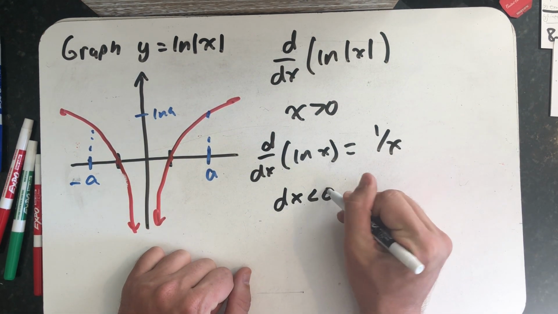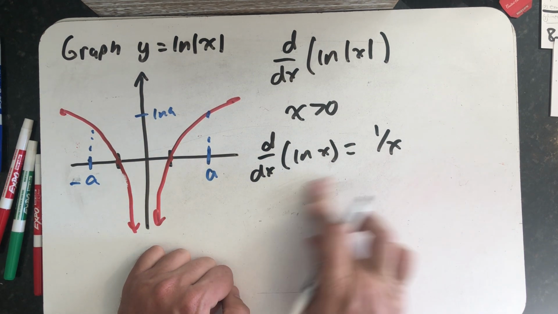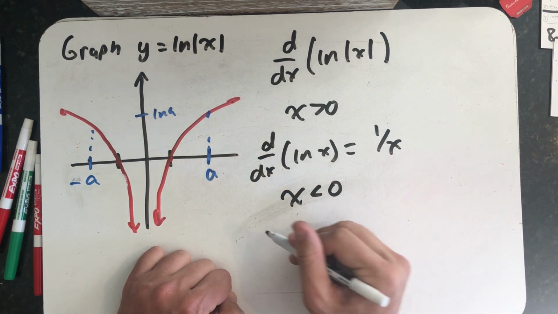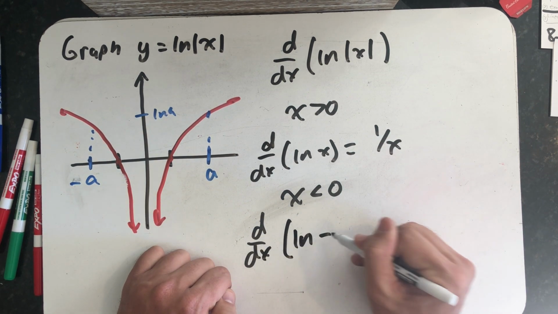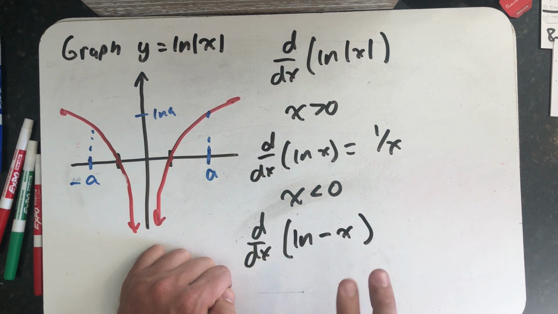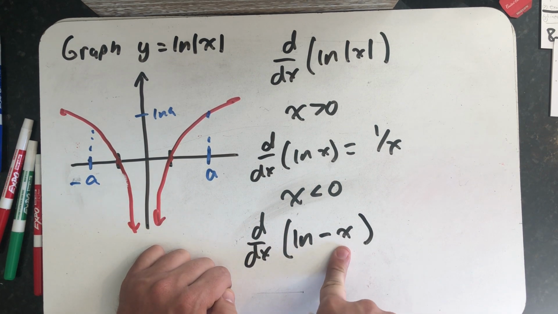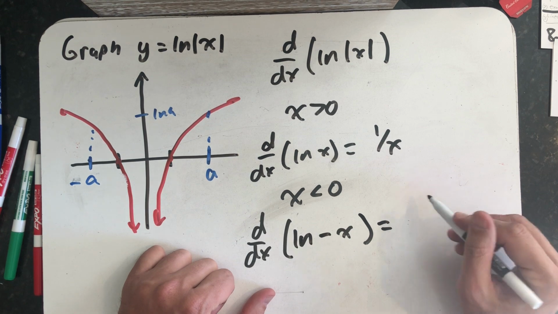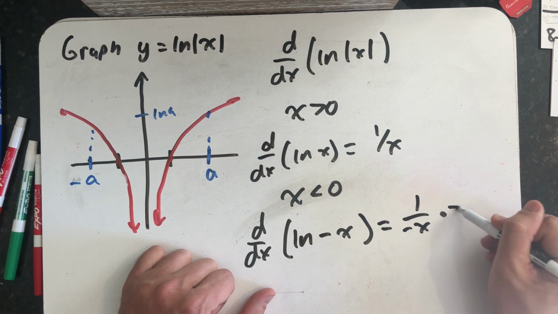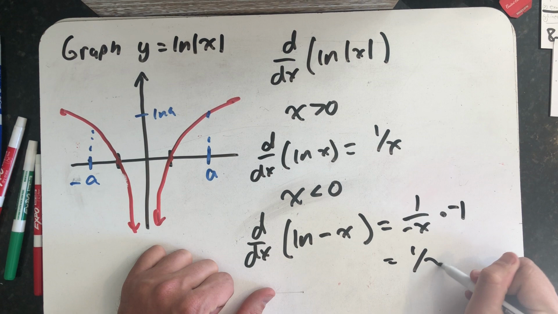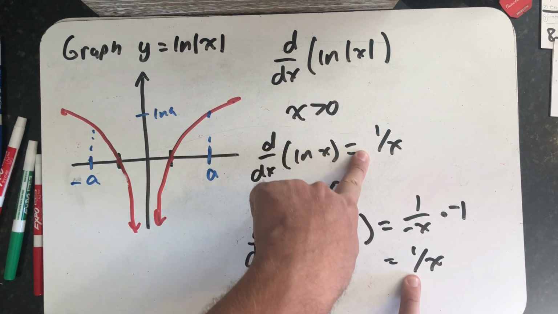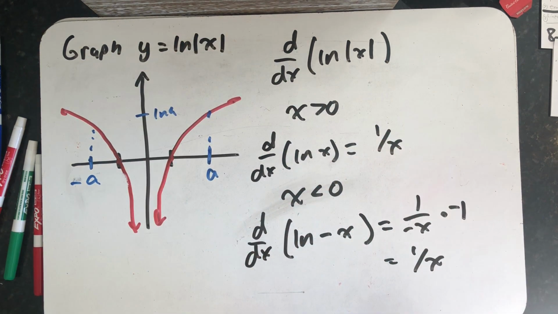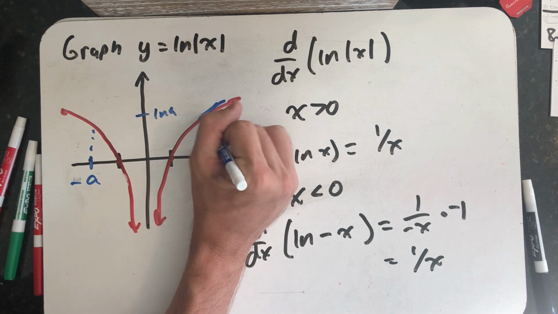When x is less than 0, the absolute value of a negative number is the opposite of the value. So that's the same as taking the derivative of the natural log of the opposite of x. The chain rule would tell me that would be 1 over the opposite of x times minus 1, which is just 1 over x. So what this tells me is that the slope is 1 over x no matter whether my x's were positive or negative. And I can actually see that in the graph here.